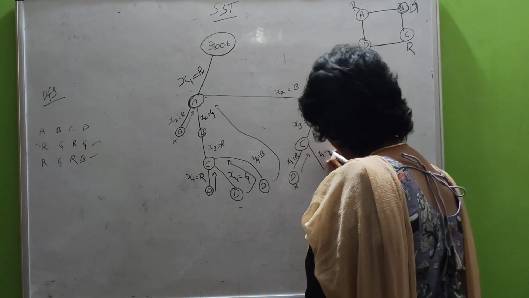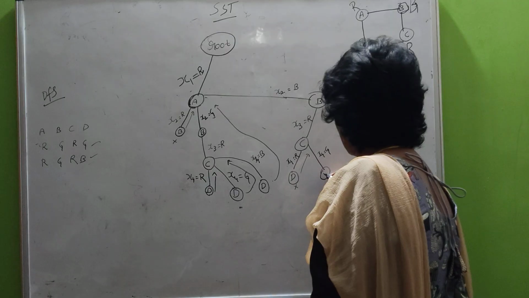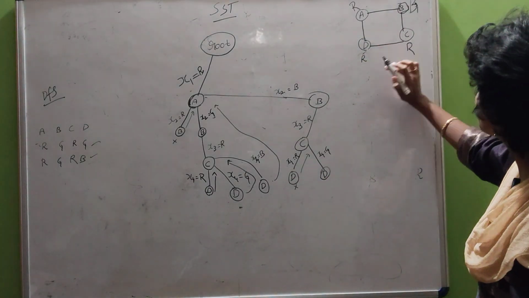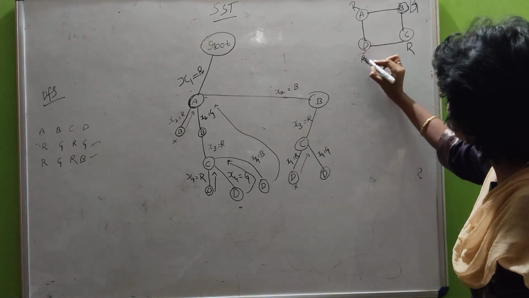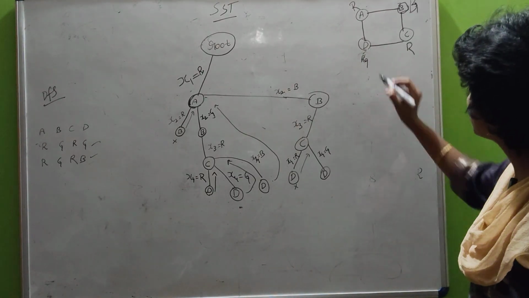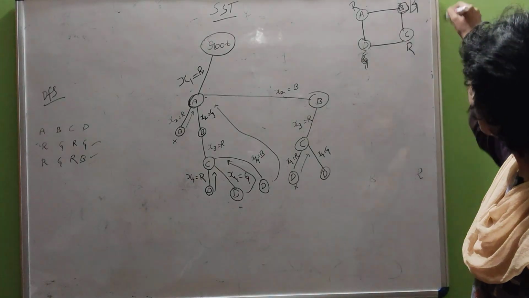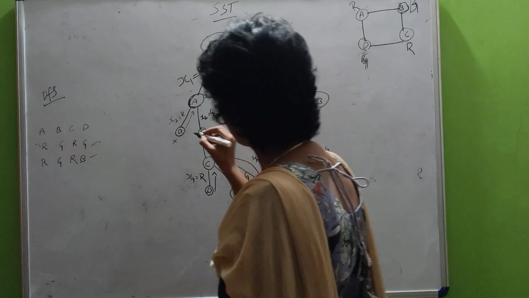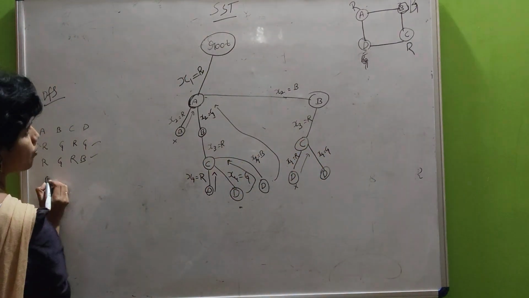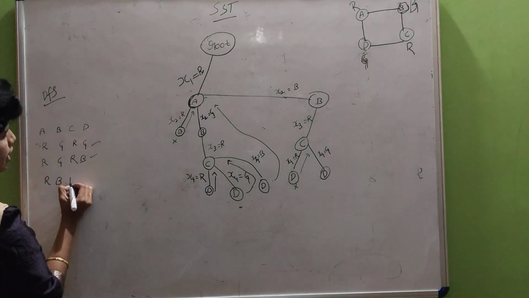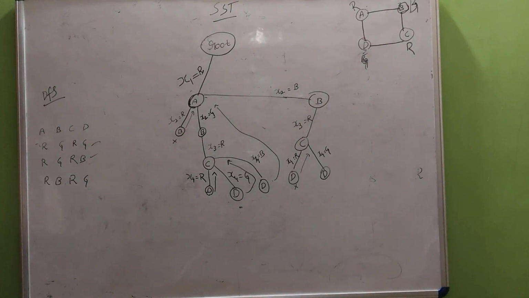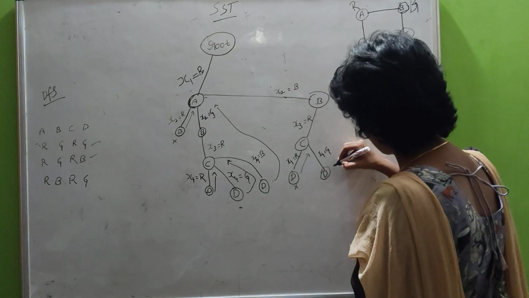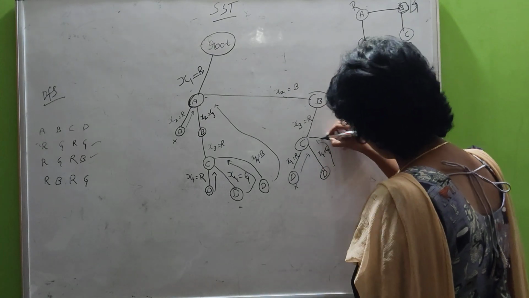Now x4 is equal to green. Check once. x4 is equal to green. That is D. You are having green here. Is that acceptable? If you are having green, yes, it is acceptable. So you can write this as one solution. That is red, blue, red, again green. This is also acceptable.